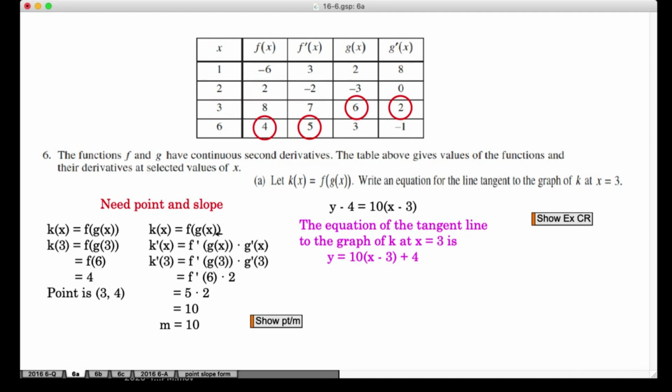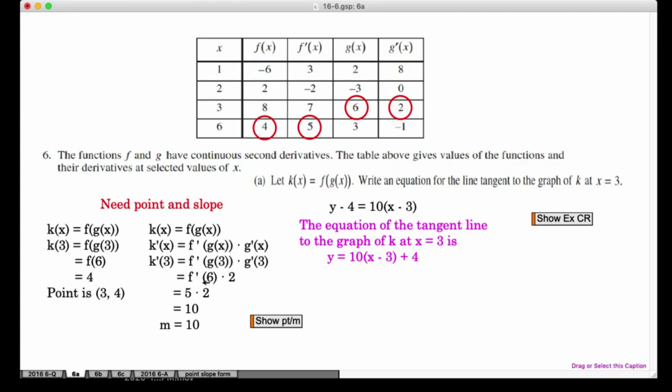So g of 3 was 6. Okay, we found that before actually. And then we plug 6 in for g of 3. And then g prime of 3, so here's 3, g prime of 3 is over here. It's 2, so g prime of 3 is 2.